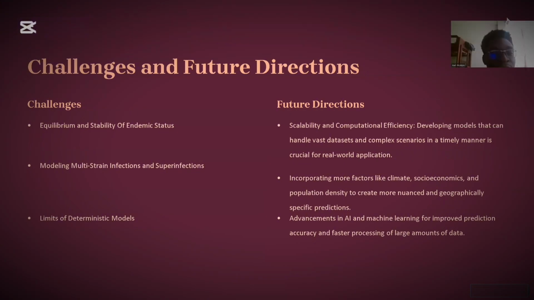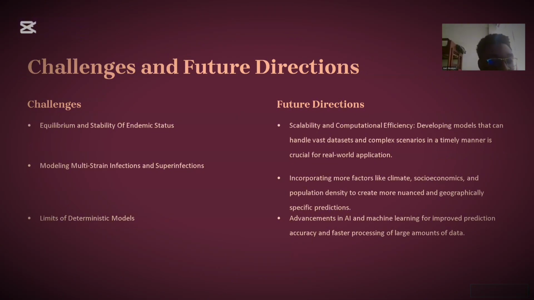Challenges and future directions. Equilibrium and stability of endemic status. It's hard to understand how diseases settle in a steady state in real-world situations, especially in populations with different age groups or slow changes. More advanced models that look at both slow and fast changes might help.